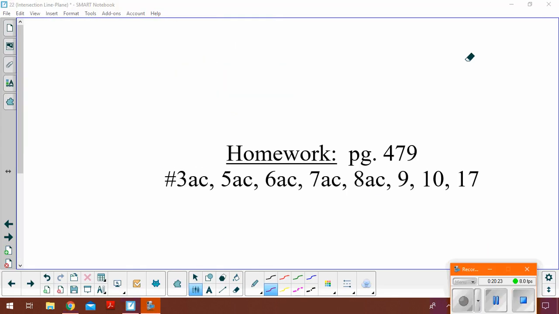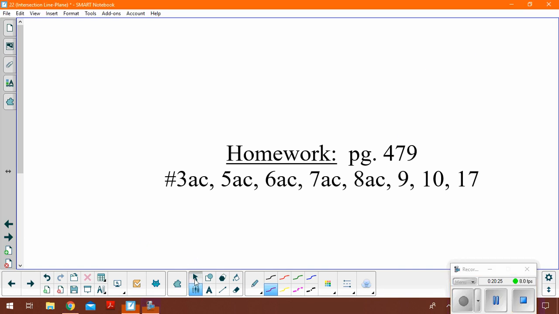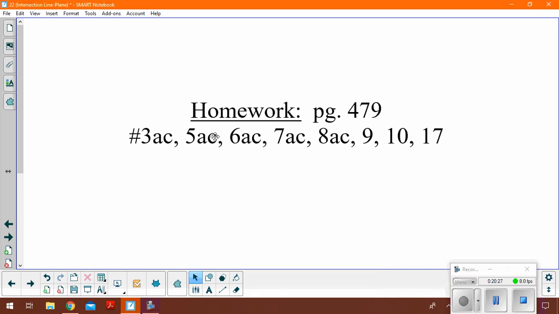So there's practice work starting on page 479. Those questions are all about finding the distance between lines and planes and the intersection between the line and the plane. Thanks for watching.